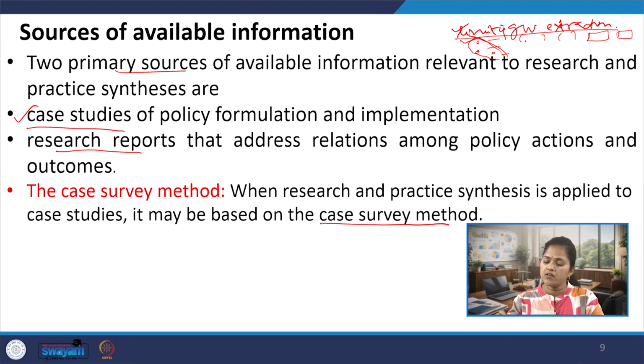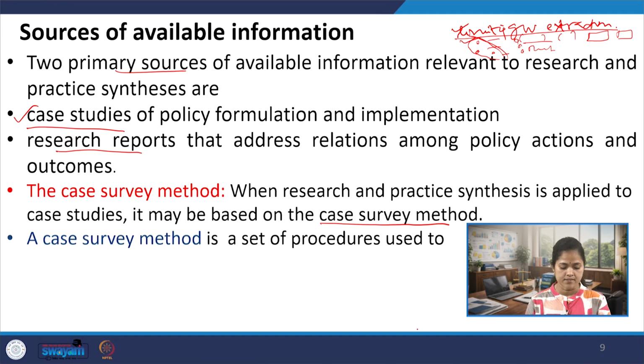Let's suppose that the Haryana government or the Rajasthan government has already undertaken a study of the policy implications of limiting groundwater extraction. So we are now identifying these studies on a case-by-case basis and trying to synthesize them through the lens, or the framework, of research and practice synthesis. I think it is now clear what this case survey method is.